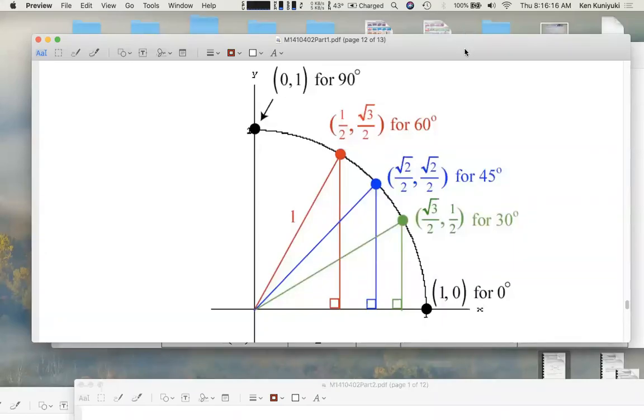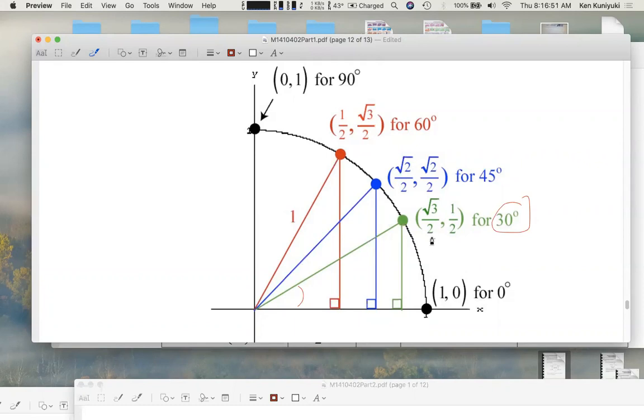Hi everyone. We are continuing our discussion of trig functions and their values for special angles. Before, we discussed the special angles from 0 degrees to 90 degrees, or from 0 to pi/2 radians. So for example, let's take a look at 30 degrees here. This 30-degree angle. The terminal side of the standard 30-degree angle intersects the unit circle at this green point.